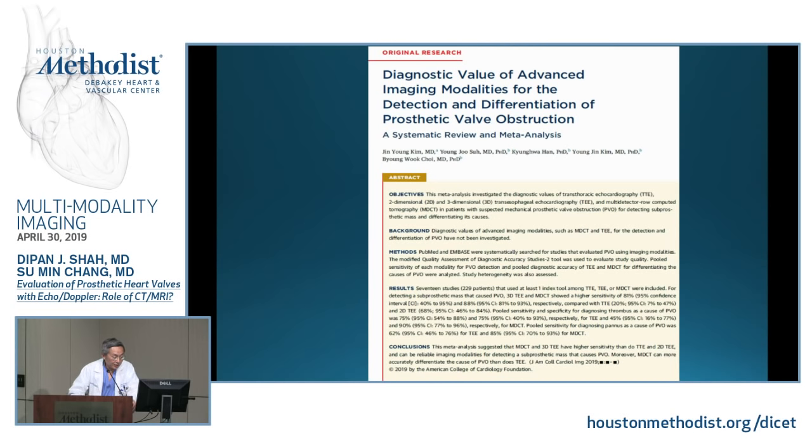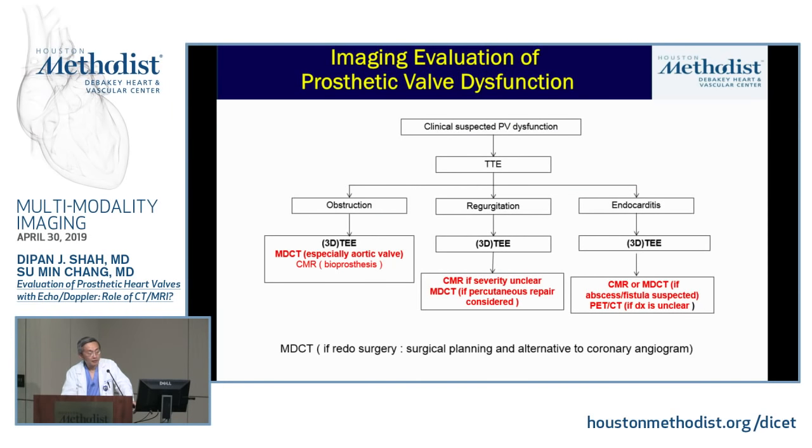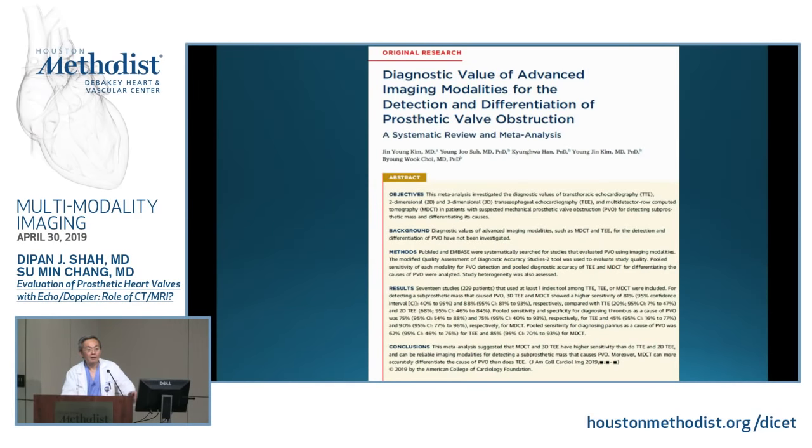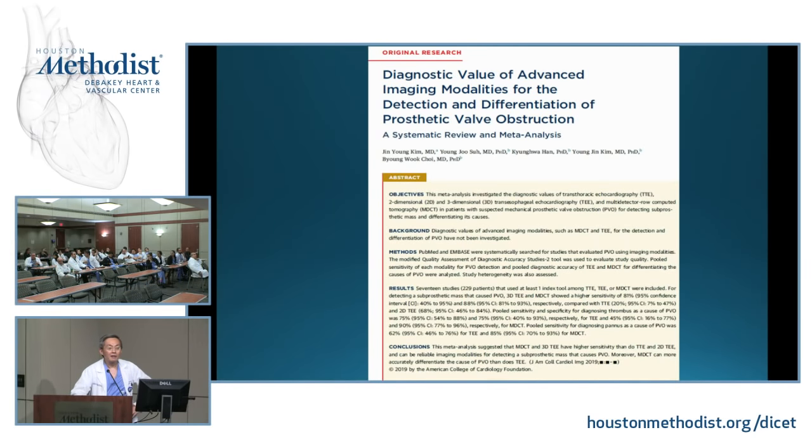No surprise, they did analysis between 3D and 2D TE. No surprise, 3D TE and CT were better than transthoracic and 2D TE for prosthetic valve obstruction. So a kind of similar finding. It's still a biased study, because in the meta-analysis everything that was included were studies showing that 3D TE and CT added incremental information to TE.